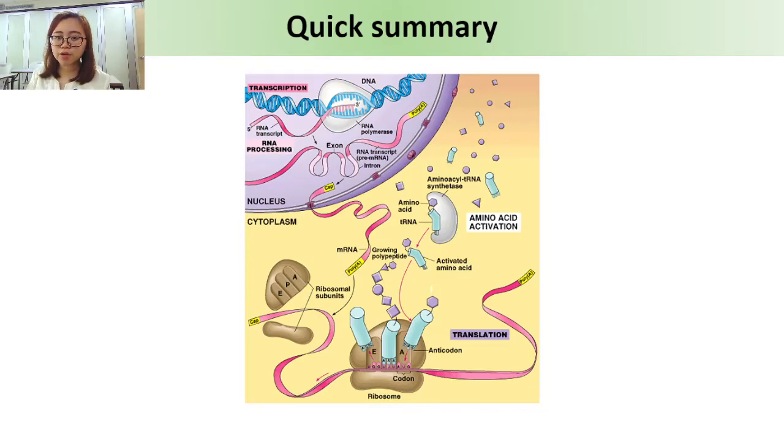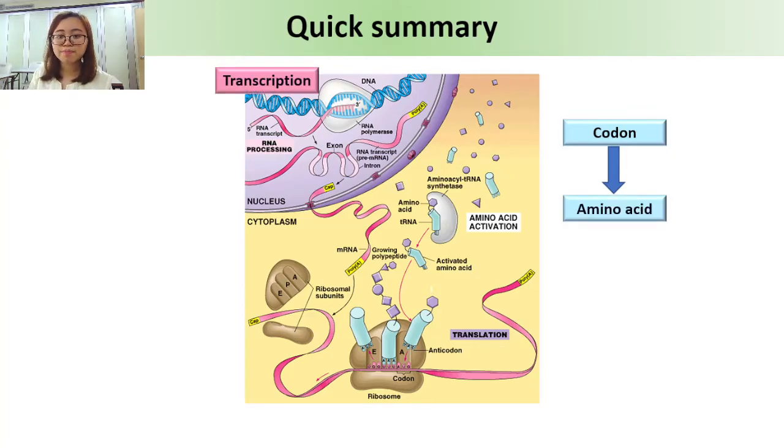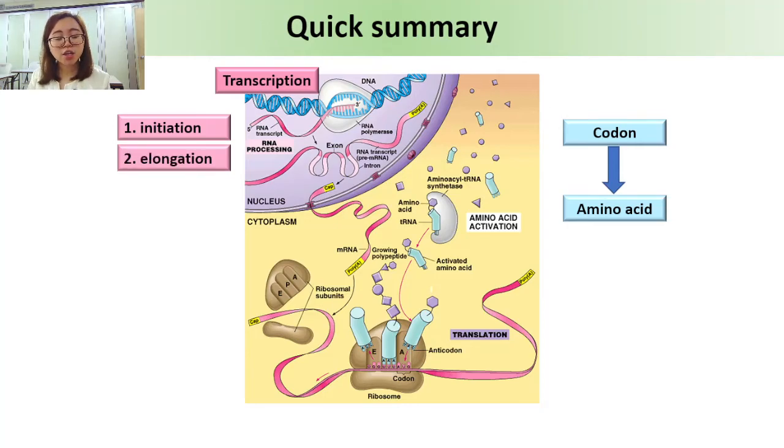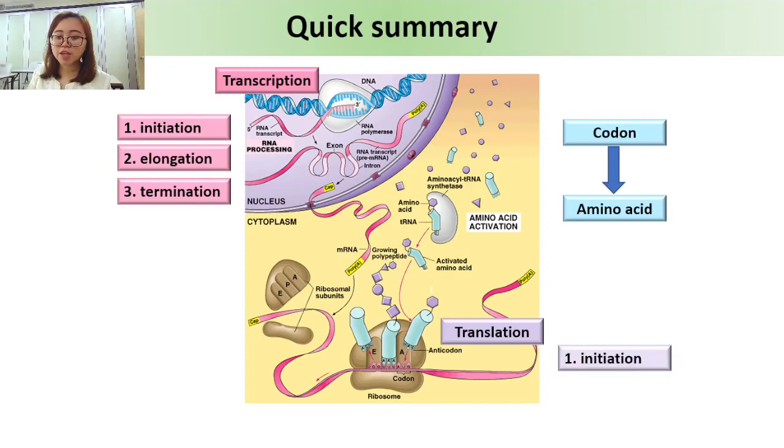Just a quick summary about what we learned in 6.3 is that you have the genetic code, usually referring to your codons. The codons will code for amino acids. When we are talking about protein synthesis, it always involves transcription and translation. So transcription will have initiation, elongation, and termination. Translation will also have initiation, elongation, and termination as well.